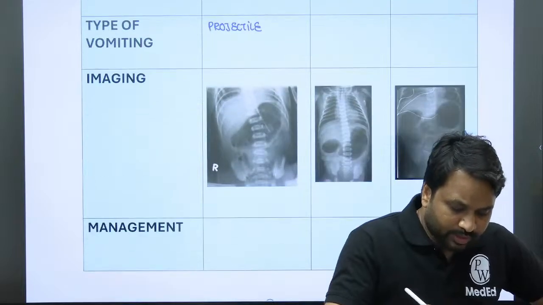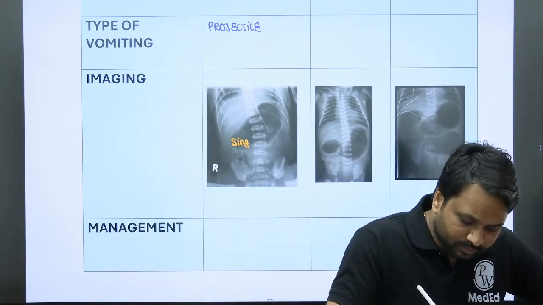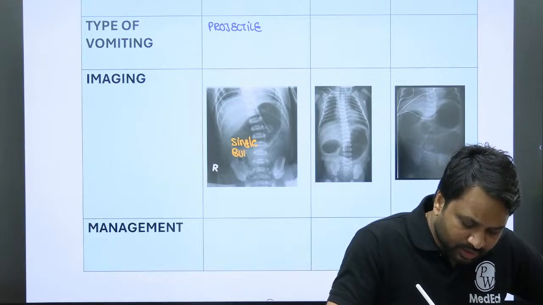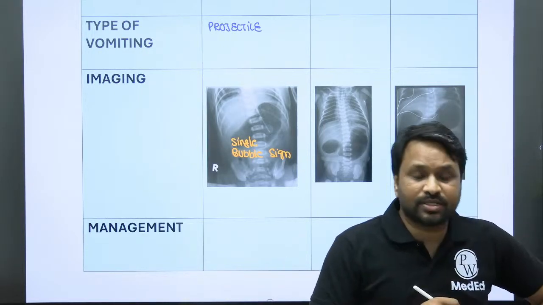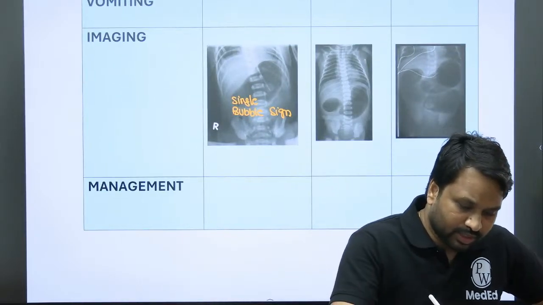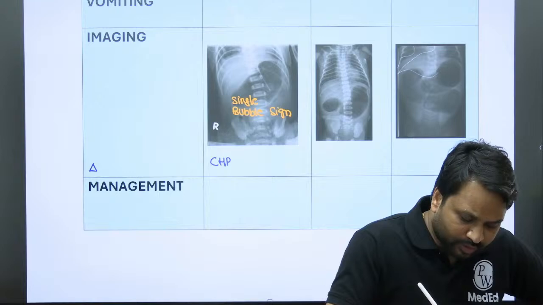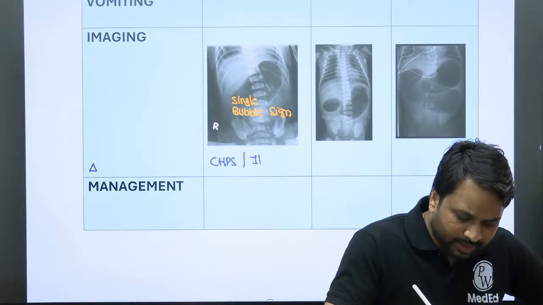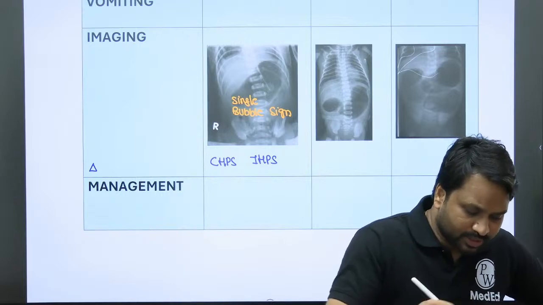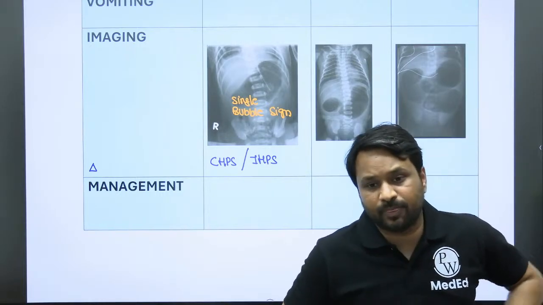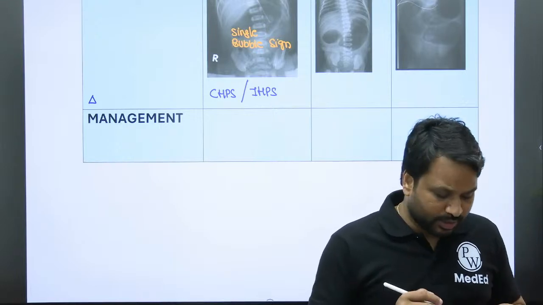And when you do imaging, you can see there's presence of single bubble sign. Now you know the diagnosis. What is the diagnosis? Yes. Now here it is going to be, I'll just put a triangle. It is going to be congenital hypertrophic pyloric stenosis, also called idiopathic hypertrophic pyloric stenosis. Either you call it CHPS or IHPS, does not matter.